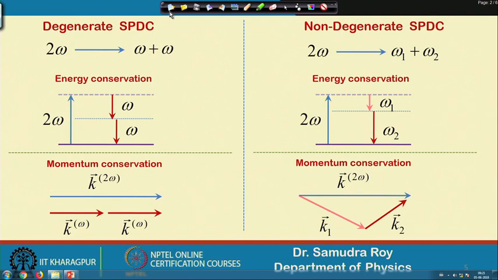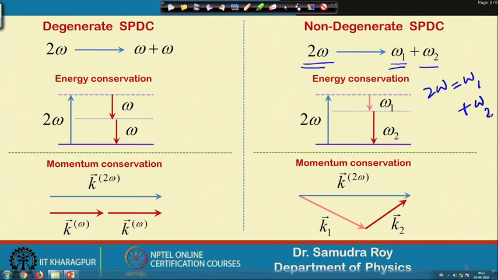But this is not the case for non-degenerate spontaneous parametric down conversion. In non-degenerate parametric down conversion, we have the 2 omega frequency, but it can split into any two arbitrary frequencies, omega 1 and omega 2, in such a way that 2 omega has to be equal to omega 1 plus omega 2. So, there are an infinite number of combinations of omega 1 and omega 2 that you can add to generate 2 omega. This is non-degenerate because omega 1 and omega 2 are now distinct, they are not the same.